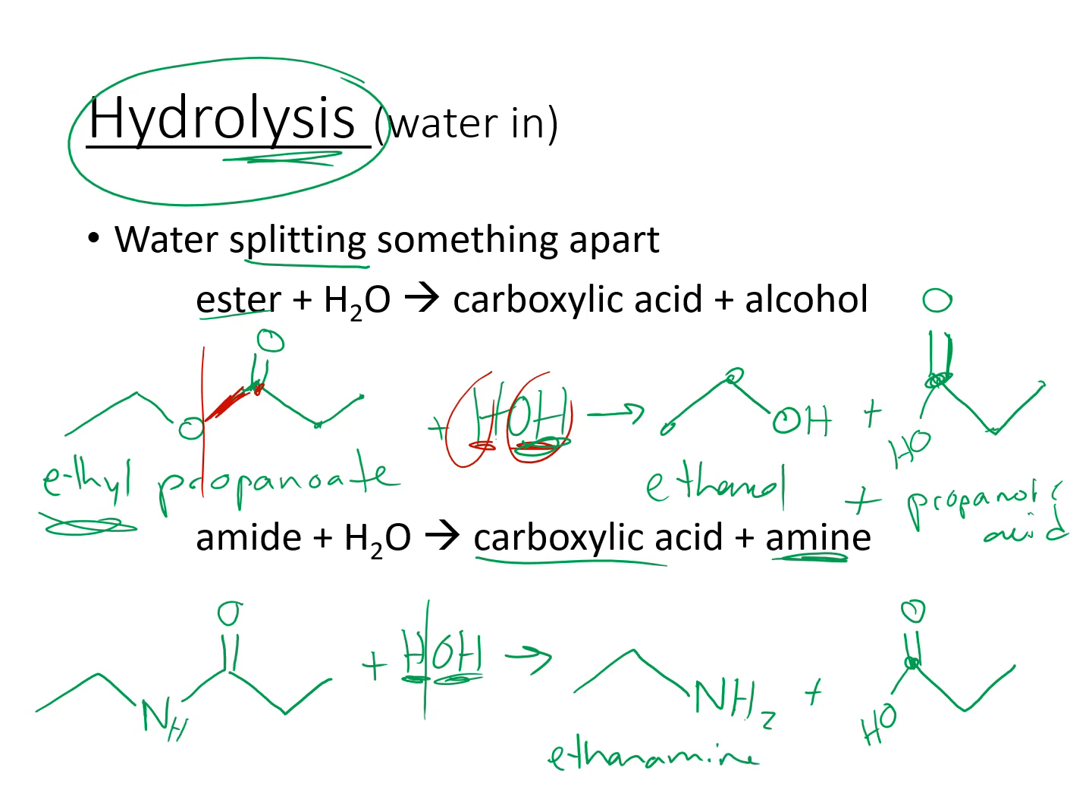Ethanamine, and again, because it's eth, we only have two, so we don't have to say which carbon the amine is on. It's only one option. And then we have this acid being produced, and you'll recognize it as propanoic acid.